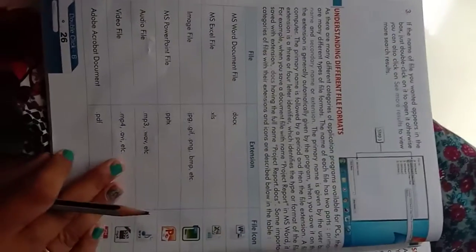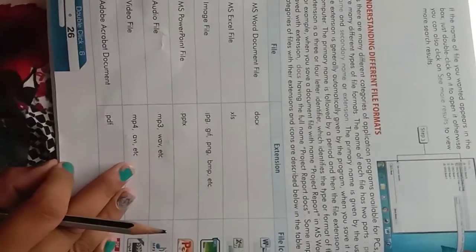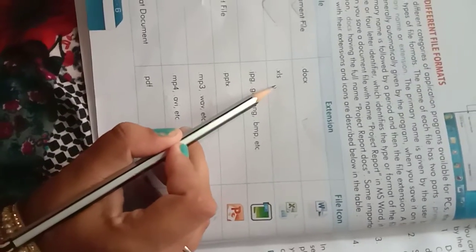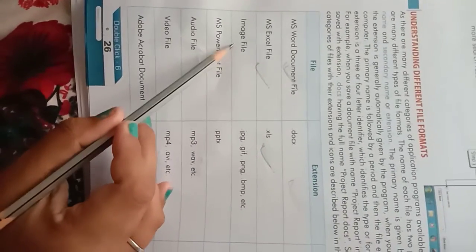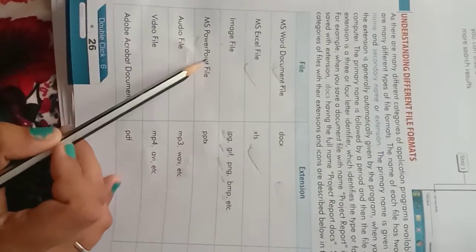The next topic is understanding different files and formats. Students, we have different files saved in our computer system. Your MS Word file is saved with the extension .docx. An MS Excel file is saved with the extension .xls. The extension name for an image file can be .jpg, .gif, .png, .bmp, etc. Your PowerPoint file, that is your PPT file, can be saved with the extension .pptx, and your audio file can be saved with the extension .mp3, .wav, etc.